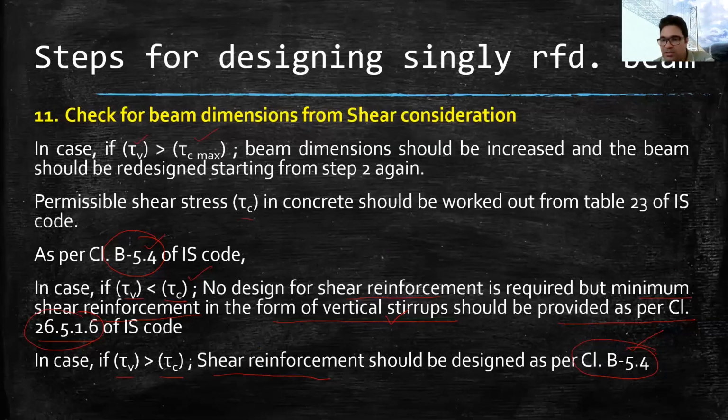So now we have seen this clause, and we have seen all the formulas that are involved to find out the shear reinforcement. So the 11th step is about checking the dimension for the shear consideration. In this we just need to make sure whether shear reinforcement is required to be provided or not. If it is not required, then we simply provide minimum reinforcement. But if it is required to be provided as per this clause, then we move to the next step, which is step 12.